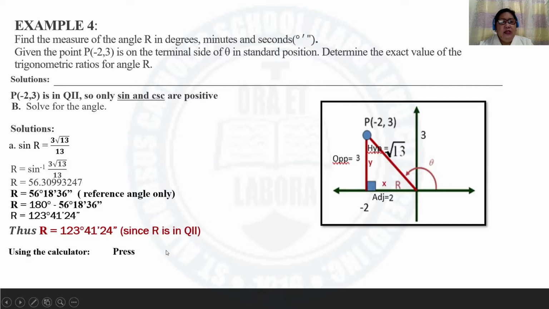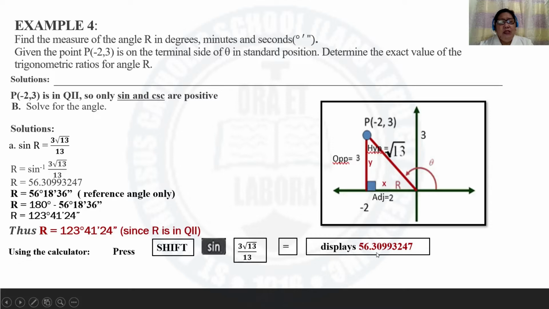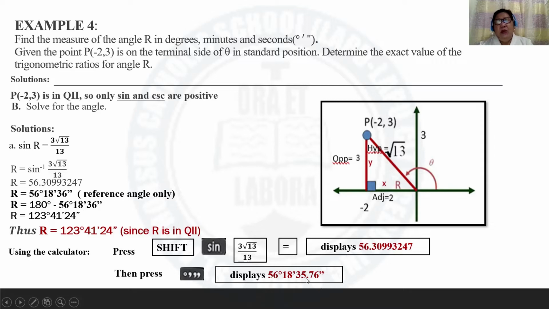So using the calculator, you have to press shift sine 3 square root of 13 over 13 and equals, and it will give you 56.3932447. Then press the degree key and it will display 56 degrees 18 minutes 35.76 seconds. Just round off the seconds to the nearest whole number.